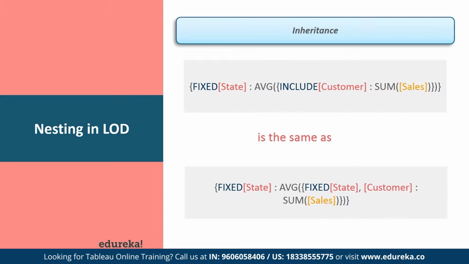So in this case, if you look at the first one, I am doing a fixed state and nested calculation. I'm saying include customer. Include, as you all know, inherits from its surroundings. If you build it by dragging and dropping, it will inherit from the parent calculation, so it will include the state. It will do the same thing as writing state, customer instead of it, and it won't be impacted by filters because the parent is a fixed calculation.